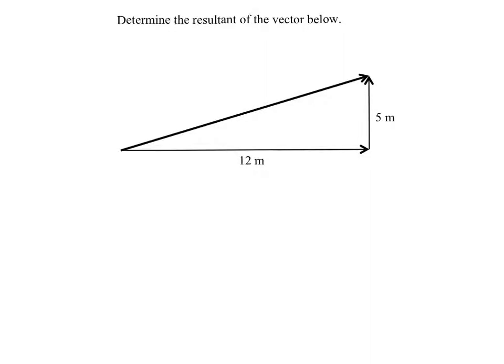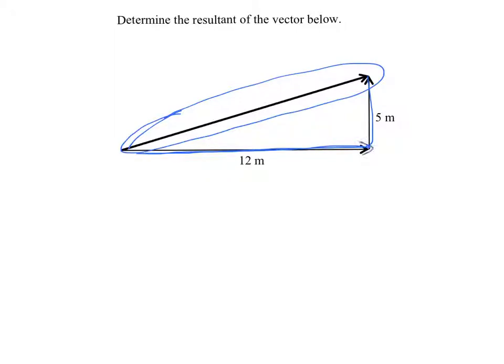Alright, vectors and components. So when we talk about a resultant vector, we mean basically the overall vector. And the components represent the x direction and the y direction. So here's a vector which has a 12-meter x component to the right and a y component of 5 upward. And I want the resultant, the overall length of this vector.